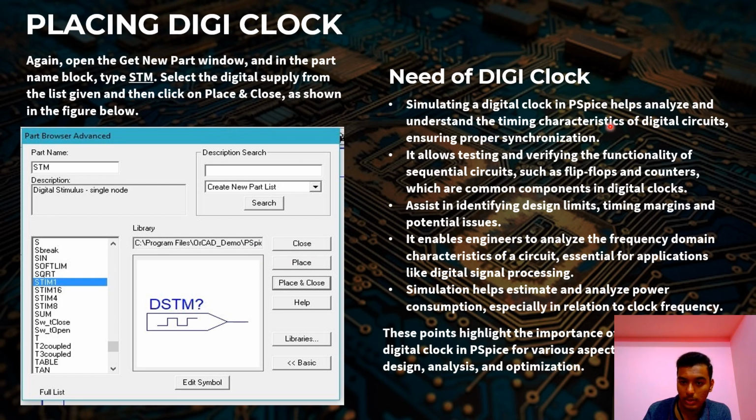Digi-clock is used in PSpice to analyze and understand the timing characteristics of digital circuits, which ensures proper synchronization. It allows testing and verifying the functionalities of sequential circuits such as flip-flops and counters, which are common components in digital clocks. It assists in identifying design limits, timing margins, and potential issues. It enables engineers to analyze the frequency domain characteristics of circuits essential for applications like digital signal processing. Simulation helps estimate and analyze power consumption, especially in relation to clock frequency.